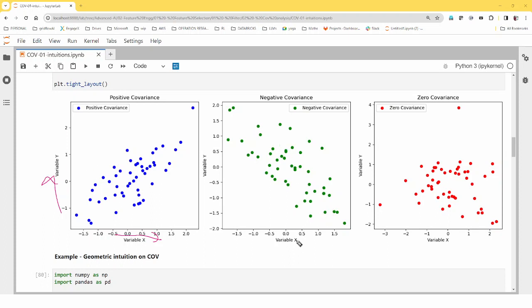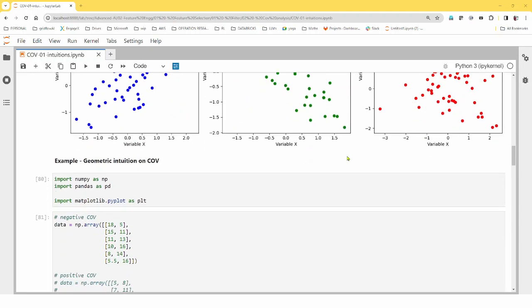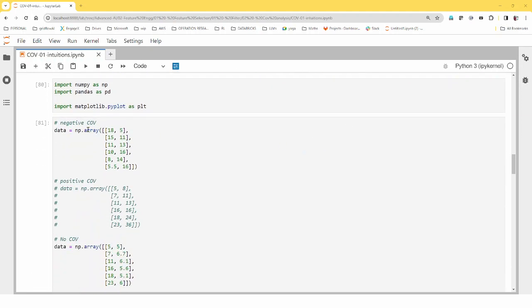Here is the opposite. The value x is increasing, but the value y is decreasing. And here is pretty much random. There is no pattern in terms of direction. So that's called zero covariance. We will simulate all these three data sets, and then we'll see the intuition here. So the data set is here.